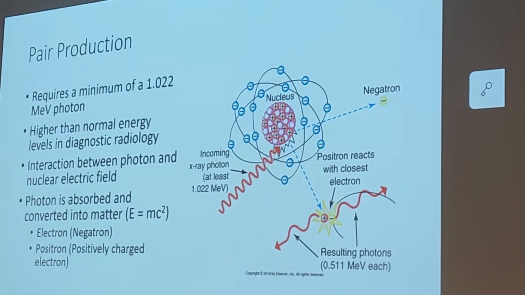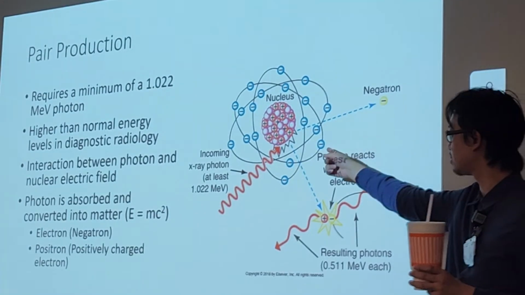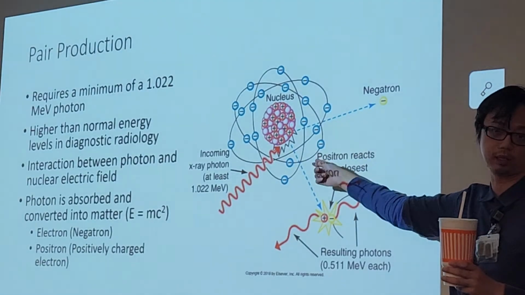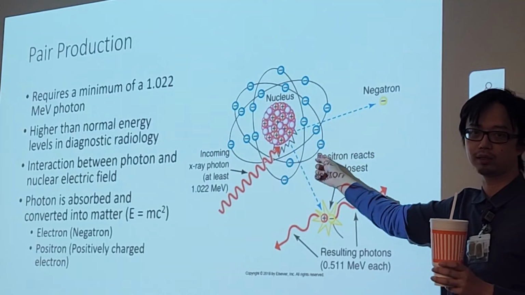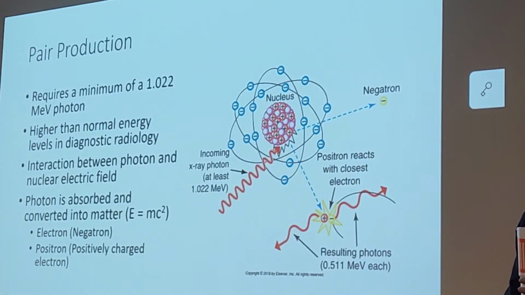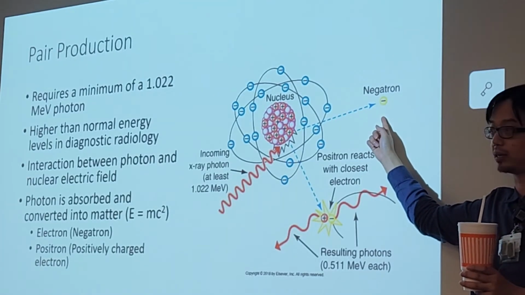So is the negatron a neutron that's been made negative? No, a negatron is literally your normal electron. It's just a different name. So these electrons, they're literally the same thing. It's just that this one was created out of energy. So it didn't exist before at all. So this is an electron that pretty much came out of thin air, right?